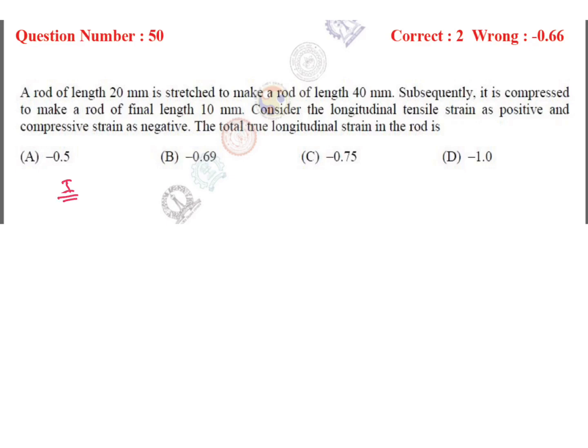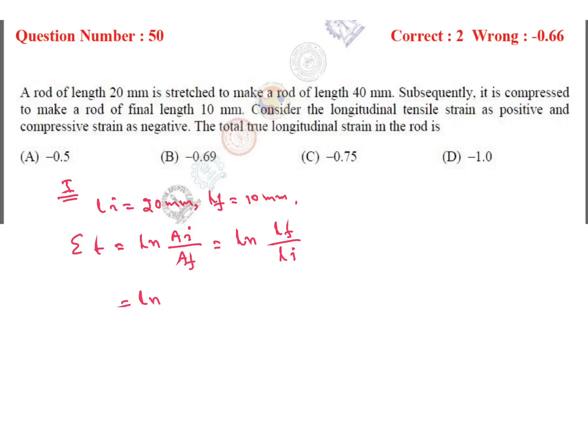In the first method, initial length is 20 mm, final length LF is 10 mm. For true strain, we can use the direct formula: ln of initial area by final area, or ln of final length divided by initial length. Just put the values. ln of final length 10 divided by 20, so ln 1 by 2, or minus ln 2, will come, minus 0.69. So this is the answer. B is the answer.